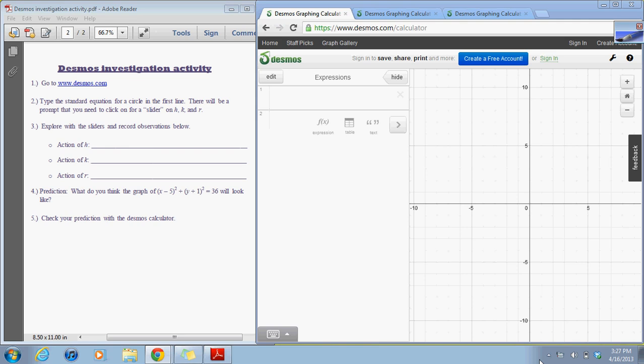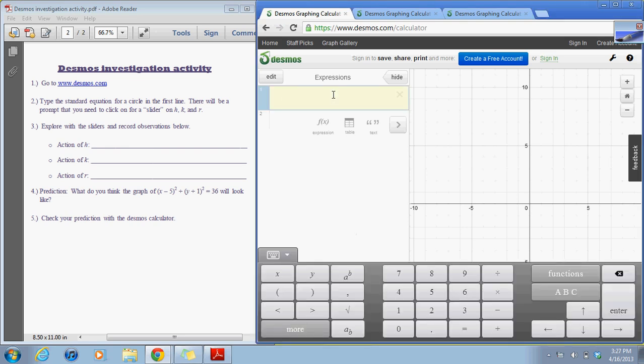For those of you who are not here today in class, on the left-hand side you'll see our investigation activity, which has the directions that I'm going to go through. First thing, we're going to want to go to desmos.com. If you click on that link, you'll be able to see the online graphing calculator, which I have on the right-hand side. And really the Desmos calculator is just a fancy graphing calculator.